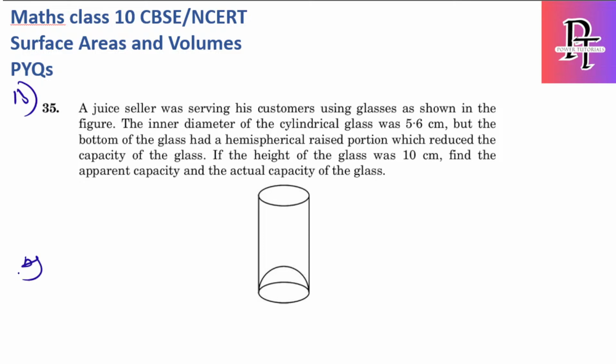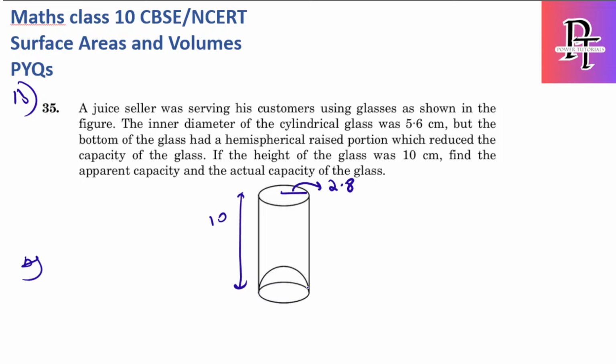A juice seller is serving his customer using a glass, as shown in the figure. The inner diameter of a cylindrical glass is 5.6, so I'll directly write the radius will be 2.8. But the bottom of the glass is a hemispherical raised portion, which reduces the capacity of the glass. The height of the glass is 10 centimeters. Find the apparent capacity and the actual capacity of the glass.